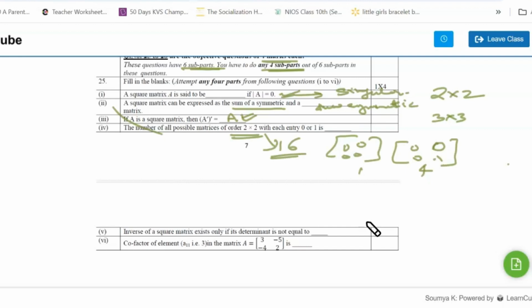Okay, next one is the inverse of a square matrix exists only if the determinant is not equal to 0. Now, the cofactor of an element in the matrix A. So A1, that means the first row, first element. For this element you have to find the cofactor. When you need to find the cofactor, hide the row and hide the column where the actual element exists. What is remaining will be the cofactor, that is 2 in this case. This is for a 2 by 2 matrix, but if it is a 3 by 3 matrix, the case changes.